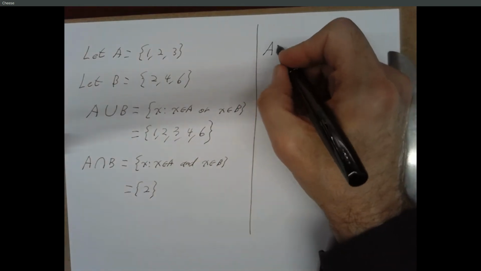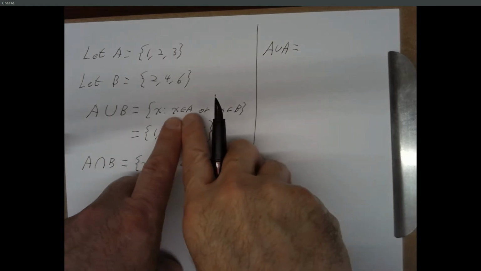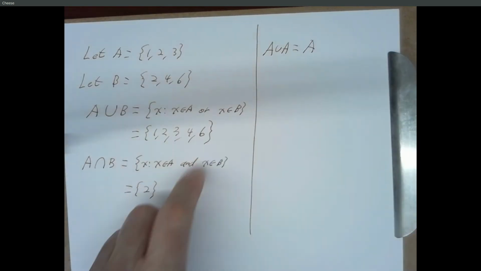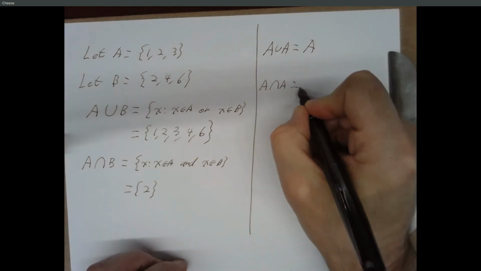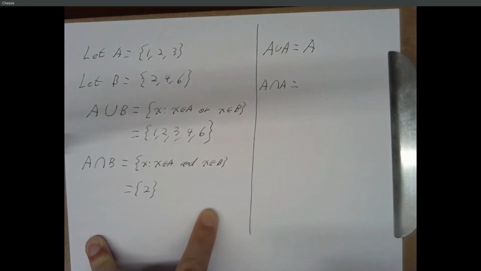So what is A union with itself? It's going to be 1, 2, 3, right? Does it matter what A is? If I take any set in union with itself, I get the set of things that are in A or in A. It's exactly A. If I take A and intersect it with A, that's a set of things that are in A and also happen to be in A. Well, that's just a set of things in A, right?